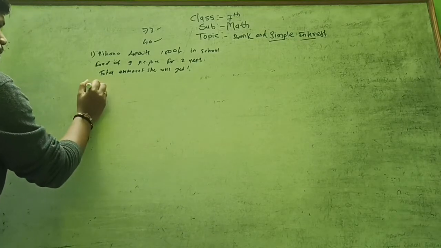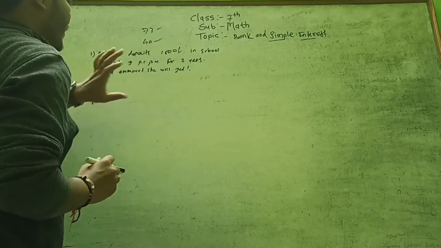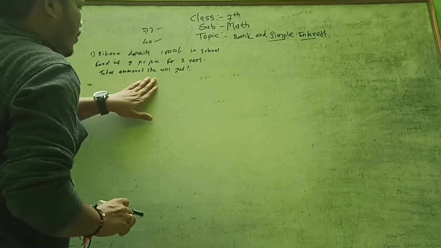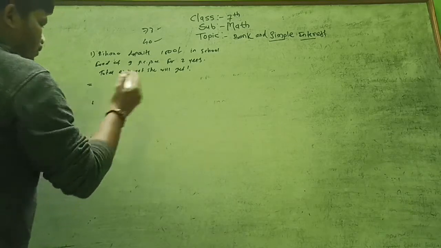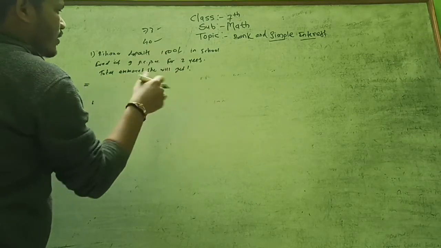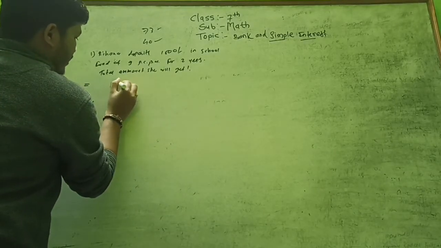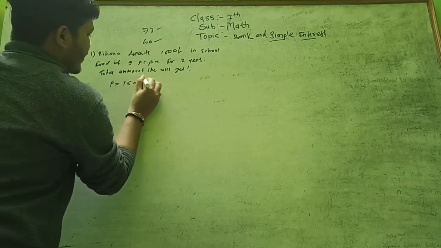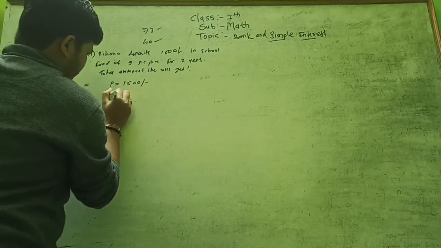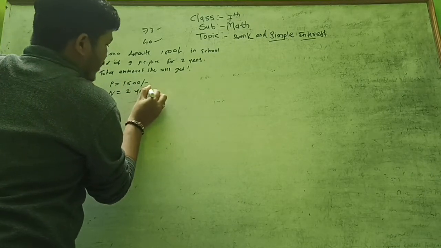So our problem is that Rihanna deposits 1500 rupees in a school fund at 9% per annum for 2 years, and we have to find out the total amount she will get after the 2 years. First of all, write the quantities given in the problem. The initial deposit of 1500 rupees is the principal, and N or T is the time period, 2 years.